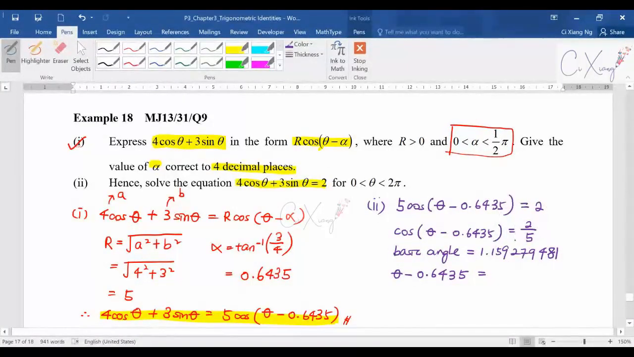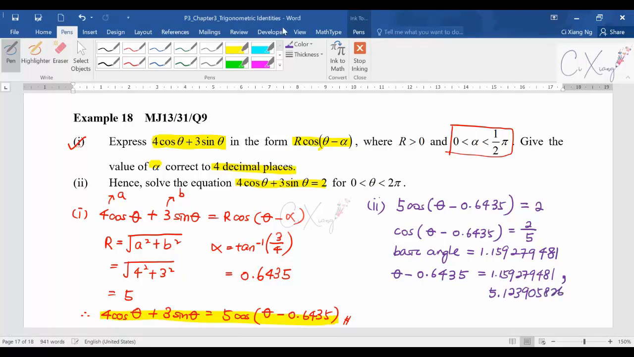So for cos positive, generally, it should be the first quadrant and also the last quadrant, right? For the first quadrant, you want the answer, which is 1.159279481. You also want the answer from the fourth quadrant, so the answer should be 5.123905826. So maybe you will ask me how I get these two answers.